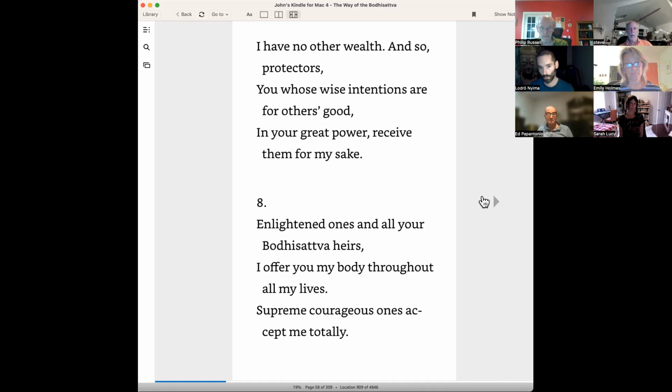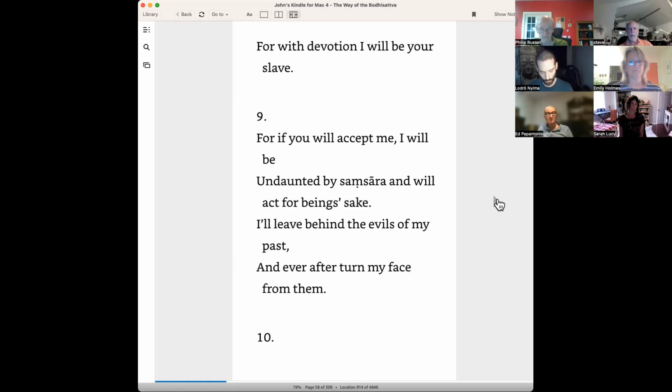Enlightened ones and all your Bodhisattva heirs, I offer you my body throughout all my lives. Supreme courageous ones, accept me totally. For with devotion I will be your slave. For if you will accept me, I will be undaunted by samsara and will act for beings' sake. I'll leave behind the evils of my past and ever after turn my face from them.